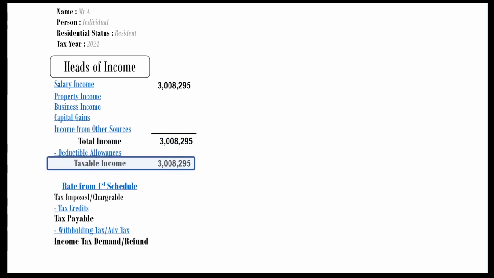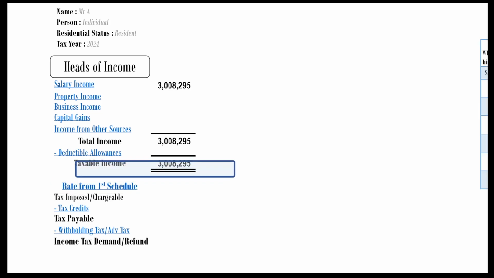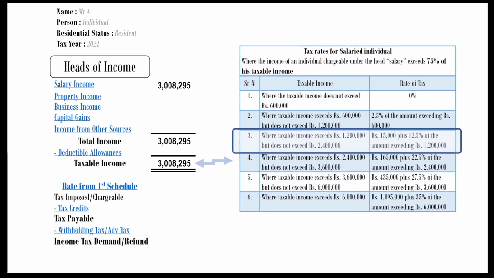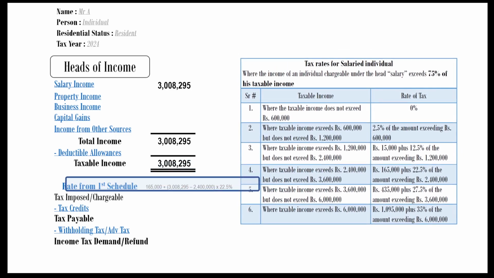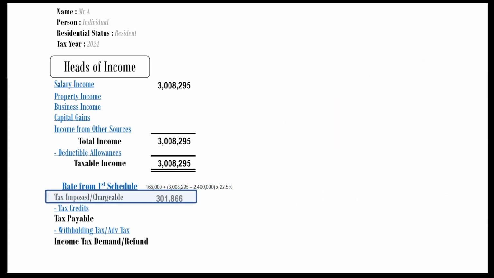Now we need a rate of tax. Tax rates are always given in exam, so no need to memorize. Just remember that if more than 75% of taxable income is from salary, then salaried person's tax slabs are applicable. Fourth slab is applicable here. Use this slab to calculate tax on taxable income. Tax imposed comes to rupees 301,866.